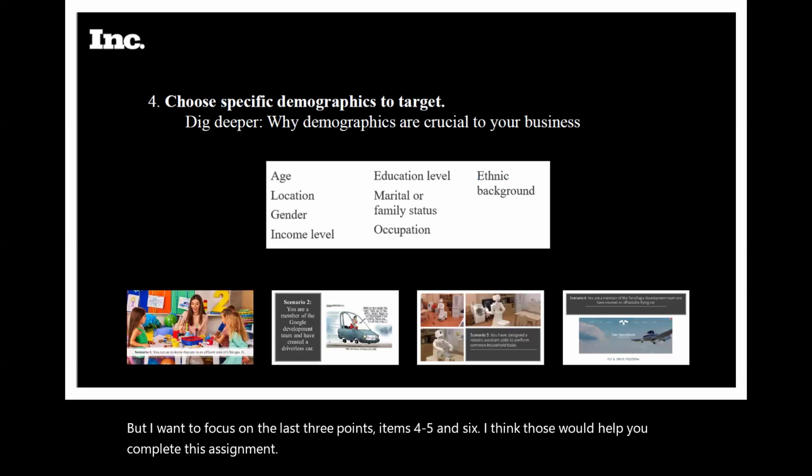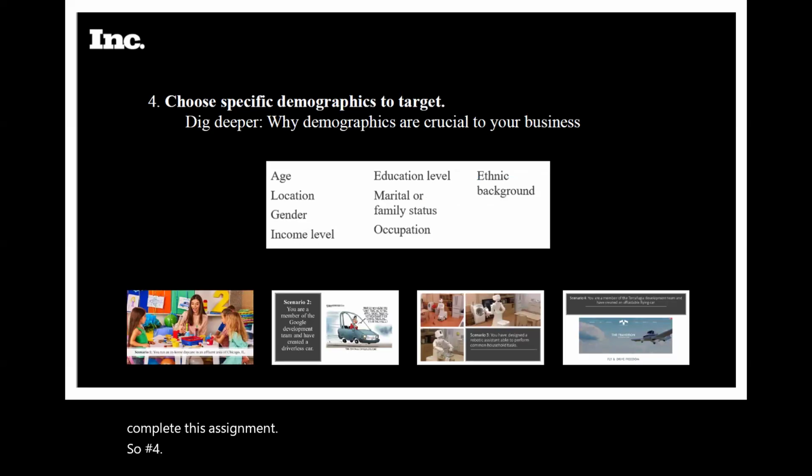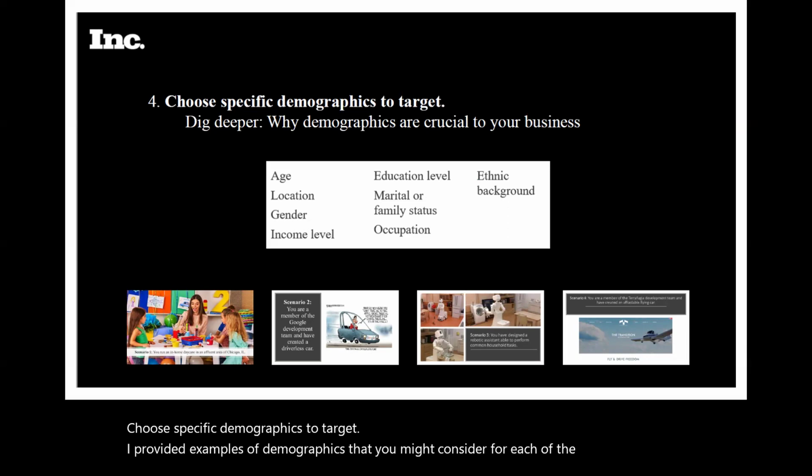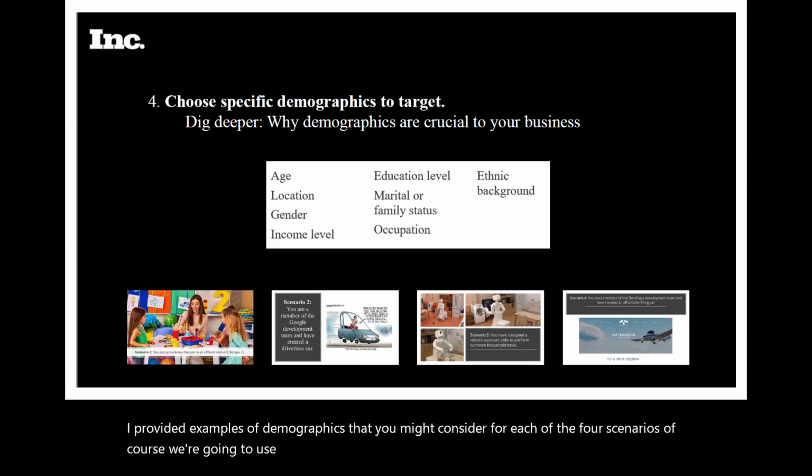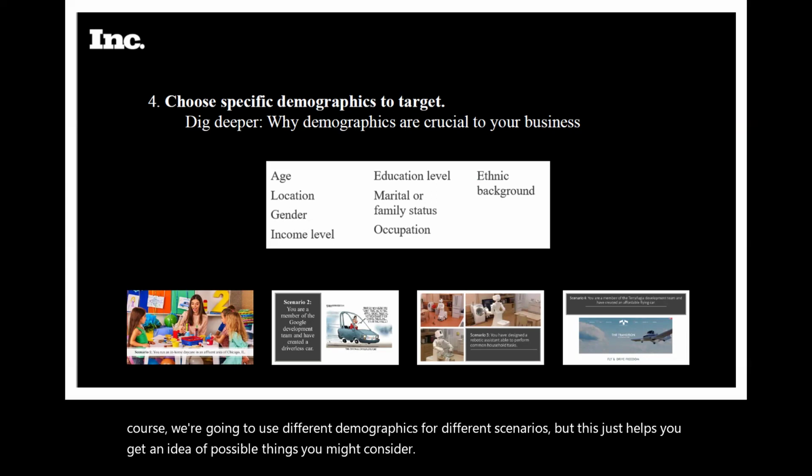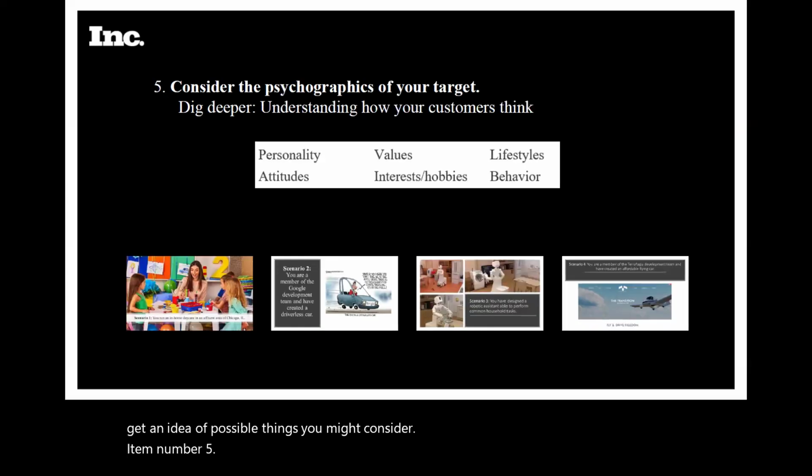So, number 4, choose specific demographics to target. I provided examples of demographics that you might consider for each of the 4 scenarios. Of course, we're going to use different demographics for different scenarios. This just helps you get an idea of possible things you might consider. Item number 5, consider the psychographics of your target. Examples of psychographics are listed here.